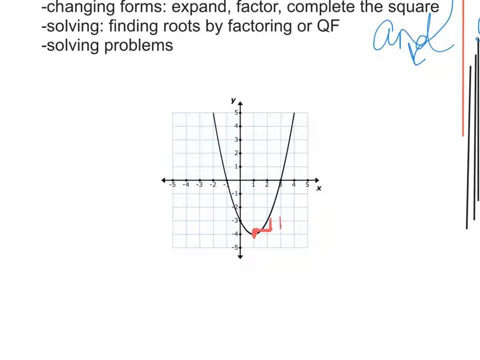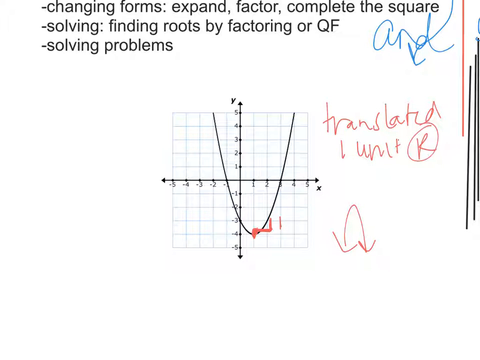It's not stretched or compressed, so we don't have to say anything about that. It's also not reflected. Reflected means it opens down, so we don't have to say that either. All we would say for this graph is that it's translated 1 unit to the right and 4 units down, because it goes over 1 and down 4. So that would be the description for the transformations of this particular graph.